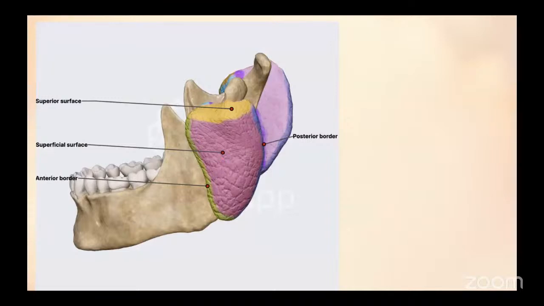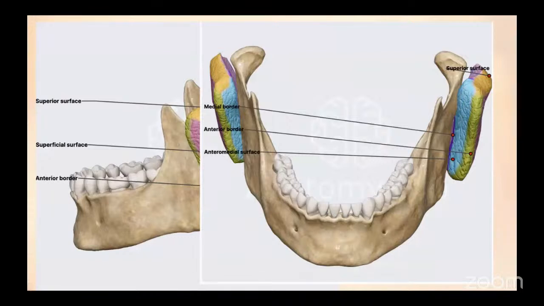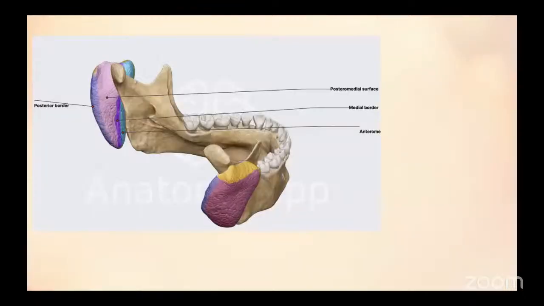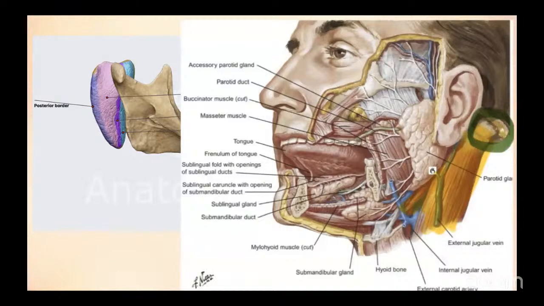The superficial surface is related to the skin, subcutaneous fat, platysma, and the great auricular nerve. The anteromedial surface, which is between the anterior and the medial borders, is related to the temporomandibular joint, the masseter, and the branches of the facial nerve, along with the medial pterygoid muscle. The posteromedial surface is between the posterior border and the medial border. It is related to the mastoid process, the sternocleidomastoid muscle, and the posterior belly of the digastric.